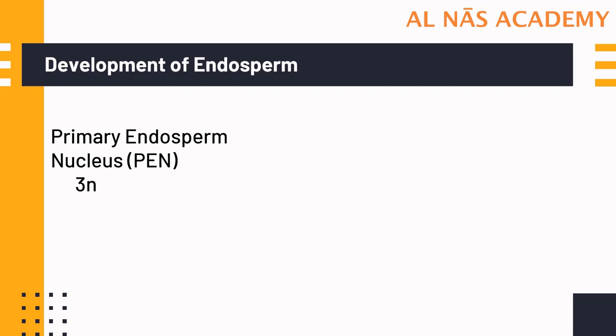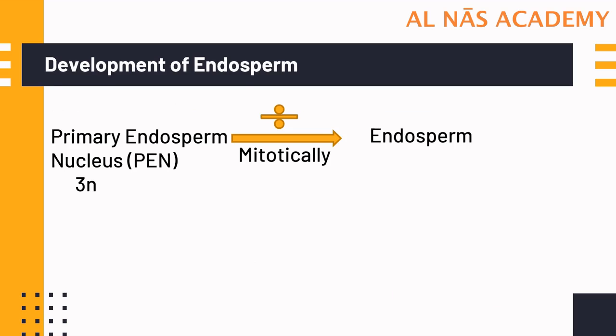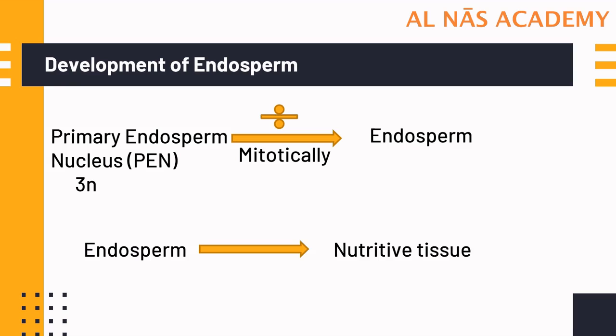The primary endosperm nucleus divides mitotically to form endosperm. This endosperm is a nutritive tissue, and it reserves food for the embryo. That's the reason it is called nutritive tissue. In post-fertilization changes within the ovule, the embryo and the endosperm develop simultaneously. The formation of the triploid endosperm nucleus triggers cell division, and that results in the formation of endosperm.